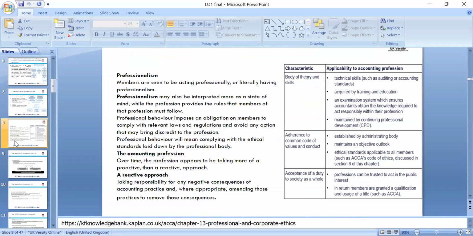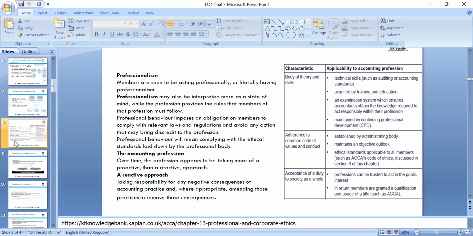Professionalism: the members are seen to be conducting themselves professionally, literally having professionalism. Professionalism may be interpreted more as a state of mind, while the profession provides the rules that the members must follow. So that's like the code of ethics.